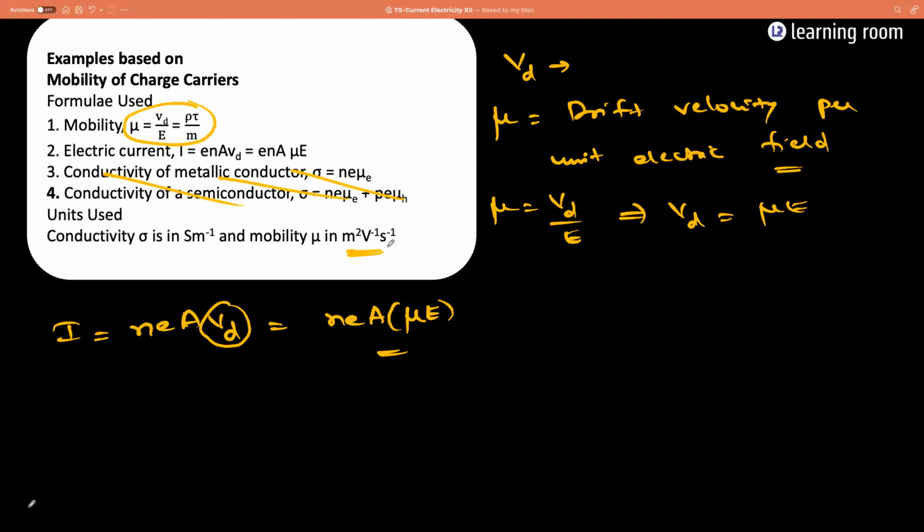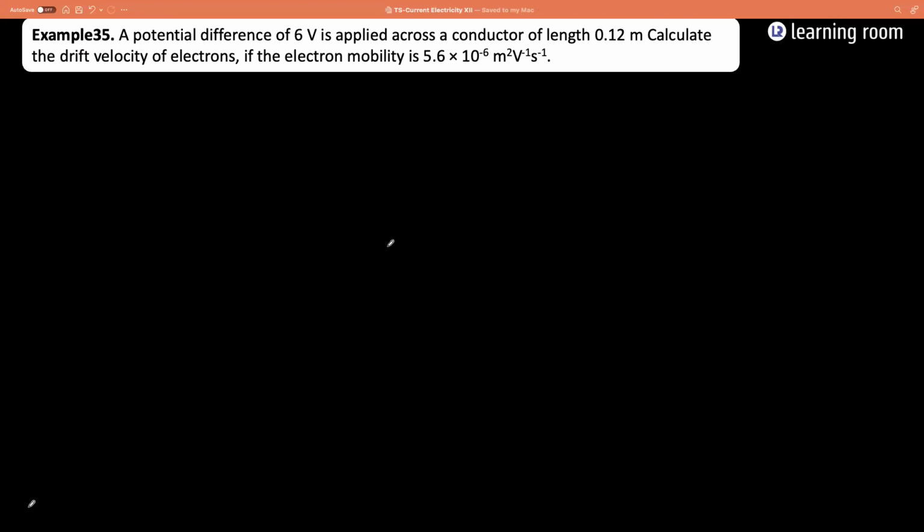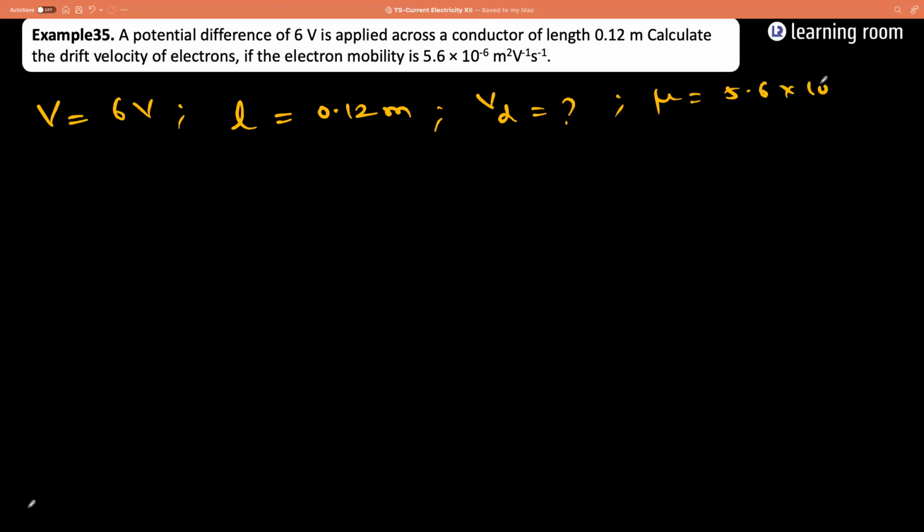So based on this, let us do a problem. A potential difference of 6 volt is applied across a conductor of length 0.12 meter. Calculate the drift velocity of the electrons if the electron mobility is 5.6 into 10 power minus 6. So how to do this? Mu is equal to, tell me the formula. Mu is equal to vd by E, which implies vd will be equal to mu into E.